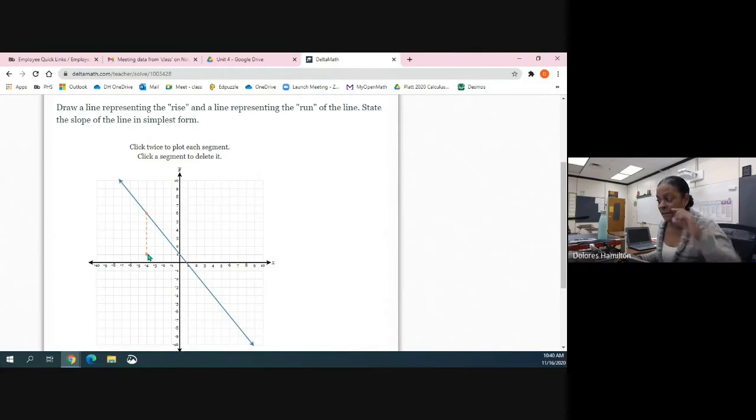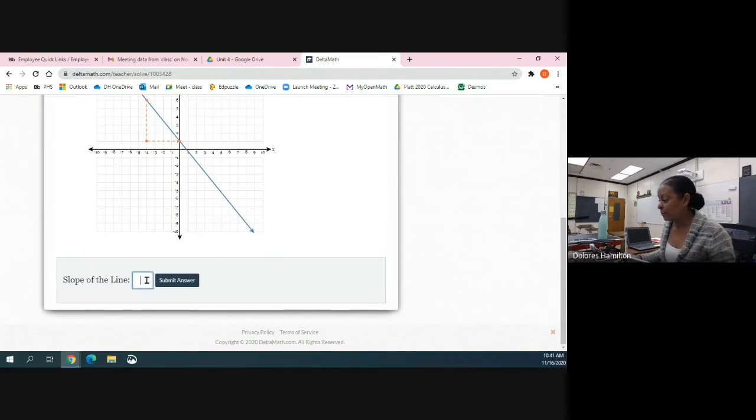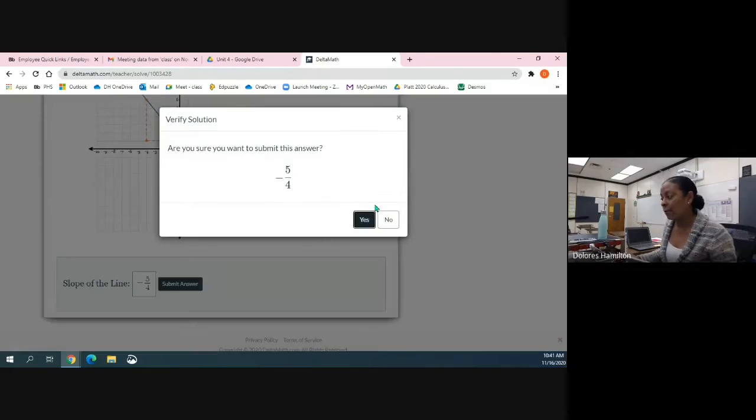And there's my segment, so the rise is -5. And then I click again to get to my run. So it looks like to get to that other point, I have to go over 1, 2, 3, 4. So down 5 to the right 4. So then we would say that that slope is -5/4.